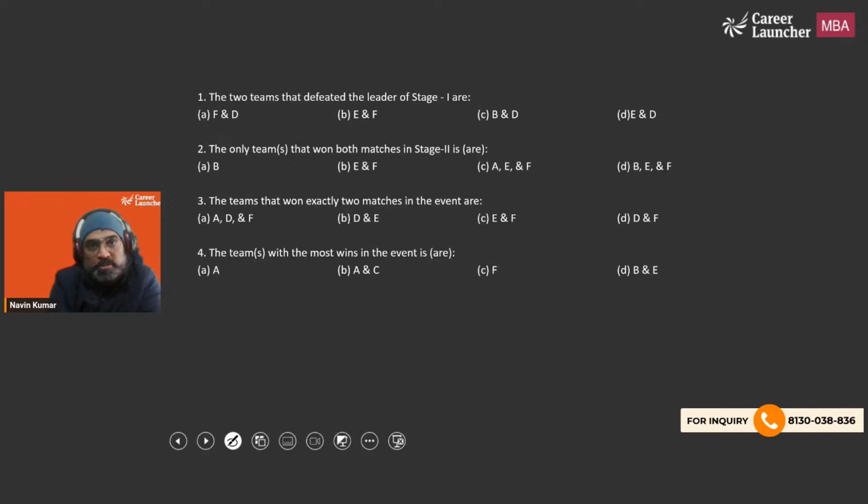Let's look at the questions now. The 2 teams that defeated the leader of stage 1 are which out of these? The only team or teams that won both matches in stage 2 is or are. The teams that won exactly 2 matches in the event are. The team or teams with the most wins in the event is or are.